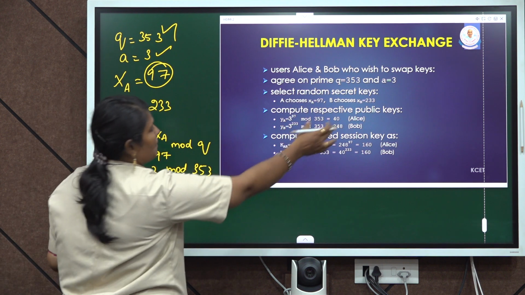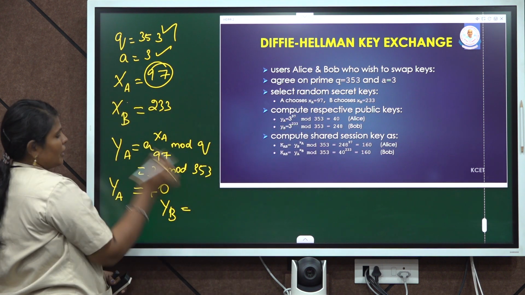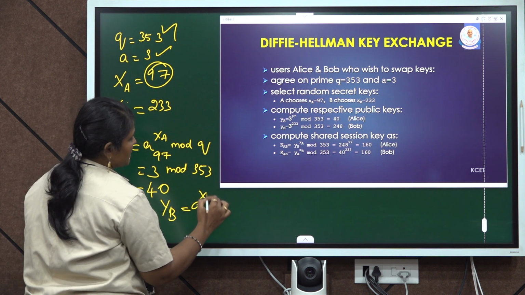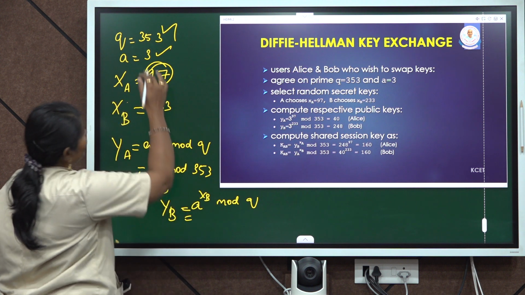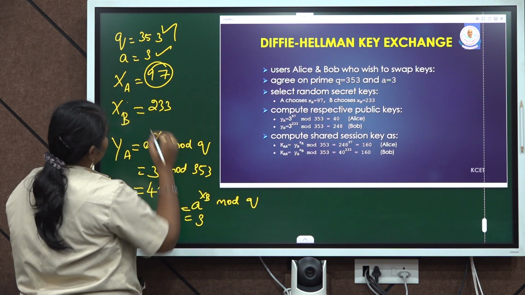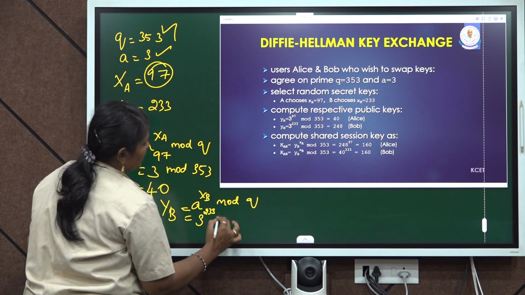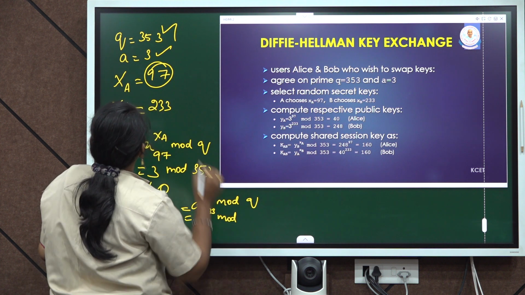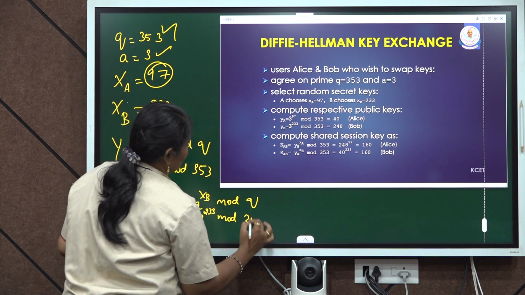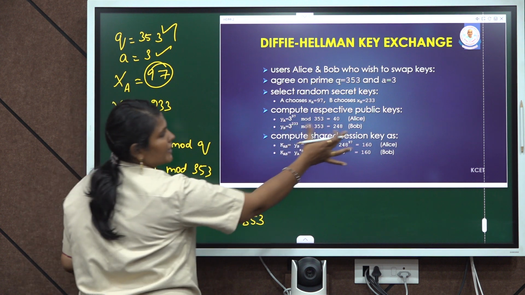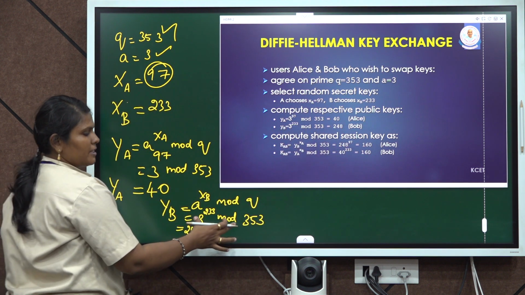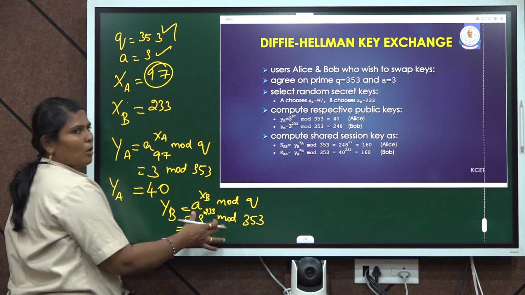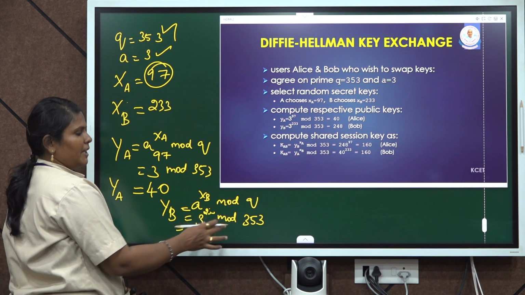Likewise, we apply the same for YB. What is the public key for receiver B? The formula is alpha to the power XB mod q. The alpha value is 3, the XB value is 233, and the q value is 353. Once I calculate, I get the value 248. This is how we can solve it easily using modular arithmetic.